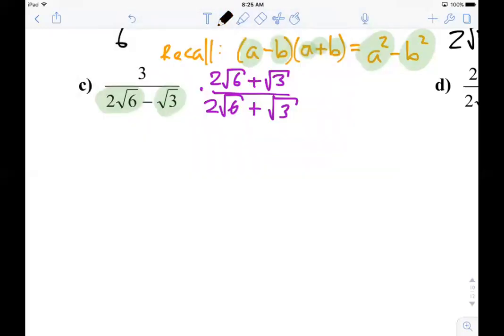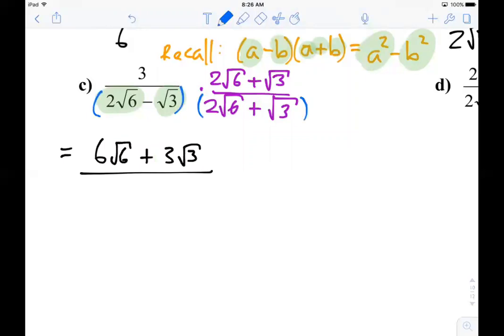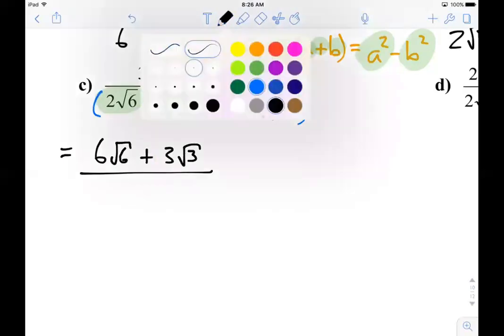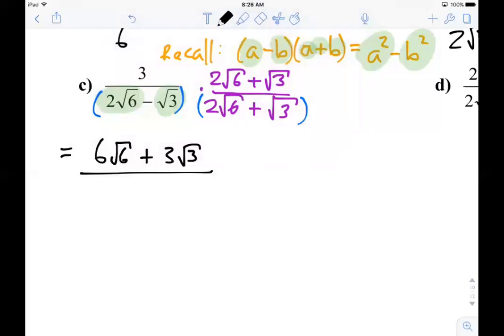Let's see what happens as we start to expand this. Well, on top, it's going to start to look more complex. We're going to have 6 root 6 plus 3 root 3. But what about on the bottom? Well, now keep in mind that this is really like taking this in a bracket and multiplying it by this in a bracket. So we need to follow our binomial expansion rules. We would get 4 root 36.